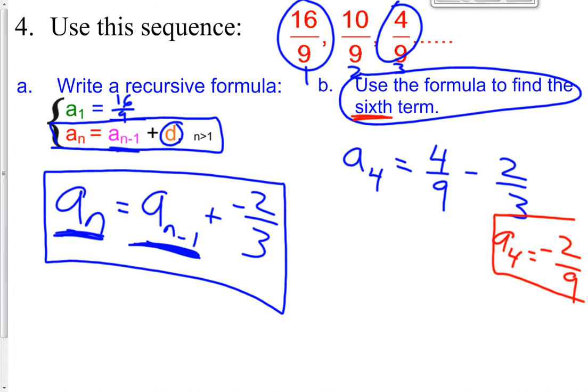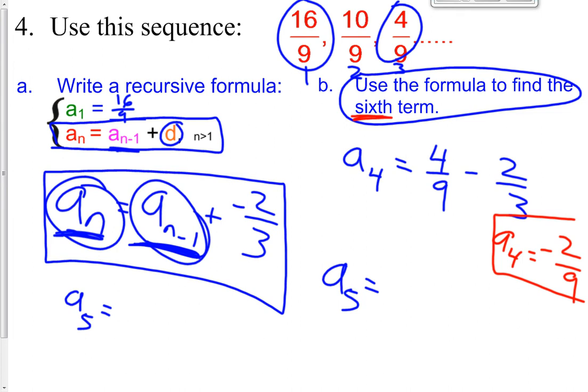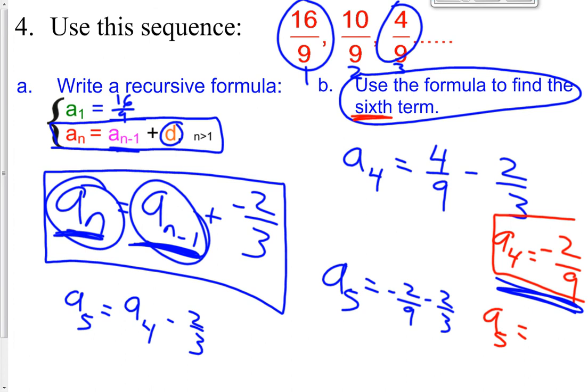What is the value of my 5th term? Well, a sub 5, now this right here becomes a sub 5. That equals the value of 5 minus 1. So what's a sub 4 minus 2/3? Well, what's a sub 4? I found it right here. So it's a negative 2/9, because that's the value of a sub 4, minus 2/3. So I ask you this question, what is the value of my 5th term? What's a sub 5? You put a negative 2/9 minus 2/3 into your calculator, and you get a negative 8/9. Okay, we're almost there. We got to find the 6th term, and that's what we're on now.